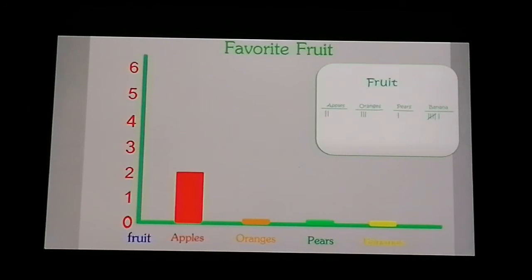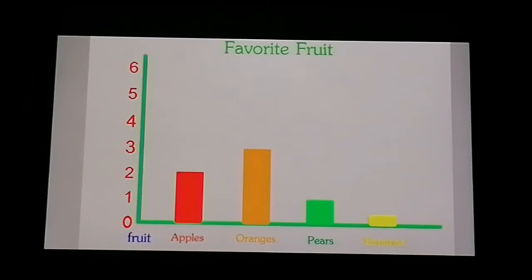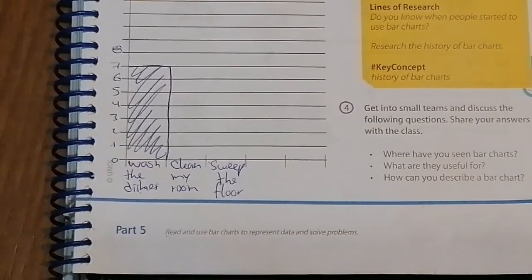Okay, next we have oranges. How many people liked oranges? Good job. 3 people liked oranges. So we move the bar up to where the 3 is. Now how many people liked pears? We had just 1 that liked pears, so the bar goes up just 1. The last one is bananas. There were 6 people that liked bananas, so the bar goes all the way up to 6. We now have an amazing bar graph that shows all of our data that I collected about what is the favorite fruit to eat.